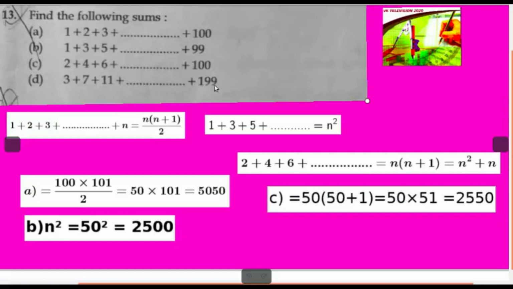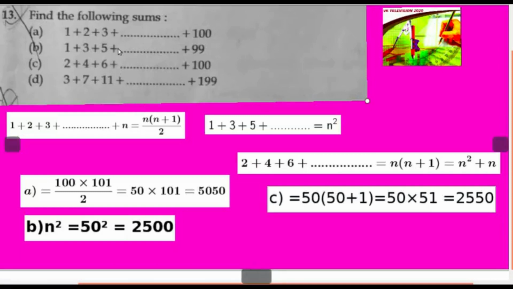Next, what is the sum of 3 plus 7 plus 11 plus etc. plus 199? Observe each term of this sequence. 3 is the sum of 1 and 2. 1 plus 2 equals 3. 7 is equal to 3 plus 4. 11 is equal to 5 plus 6. 199 is equal to 99 plus 100. So each term is obtained by adding these two sequences.